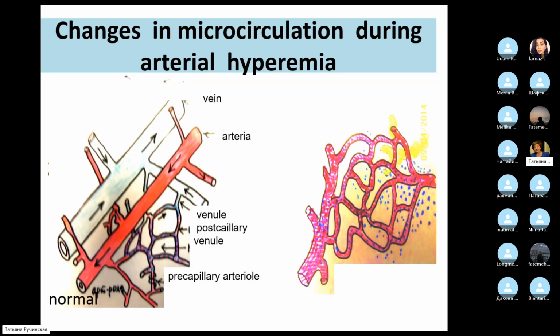This is the picture which shows you the changes in microcirculatory vessels during arterial hyperemia. This is a question in the colloquium. You must give the explanation of redness, meaning arterial hyperemia, in the region of inflammation. What will be the answer?